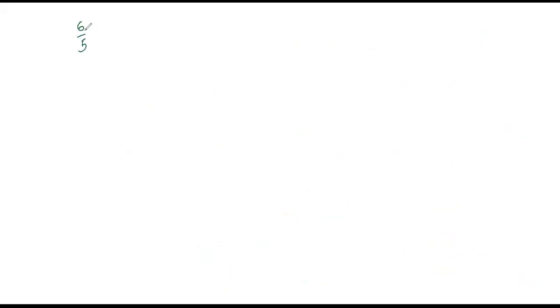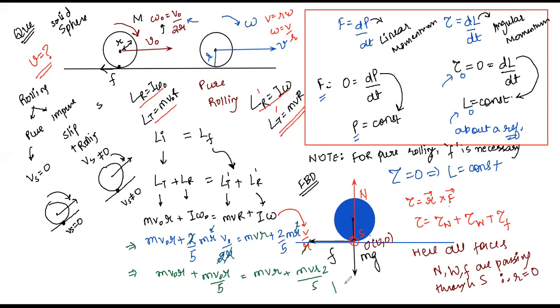6 by 5. Sir, I think you didn't write 2 there. This two got cancelled, no. Which two? The second one in the final. It's here, it's already written. See? Oh, okay, sorry. Now is it okay? Tell me the final answer. M V naught R plus M V naught R by 5 is equal to MVR plus 2 MVR by 5.